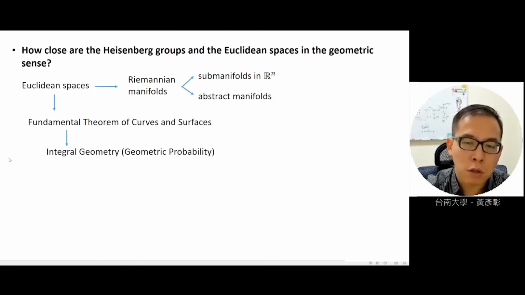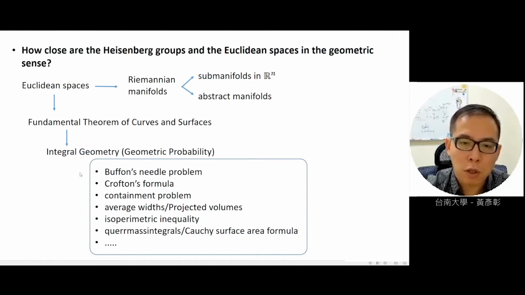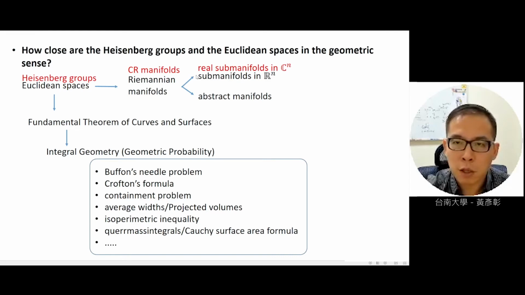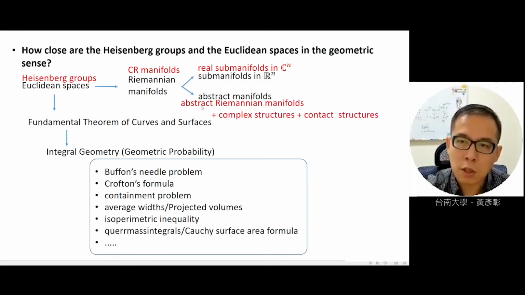There are many interesting topics in integral geometry. And following the diagram, we have several similar results. At the beginning, there are the Heisenberg groups, a special case of the CR manifold, and there are also two perspectives for the CR manifold. One is to regard it as a real submanifold in Cn, or as an abstract manifold with complex and contact structure. And we have already done the fundamental theory of curves and surfaces.